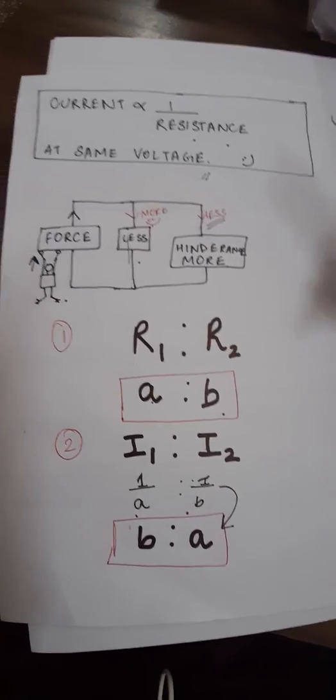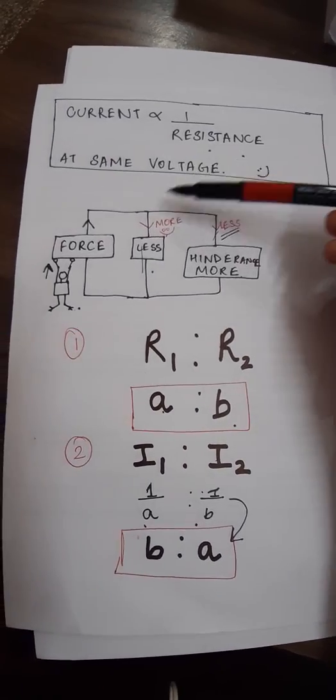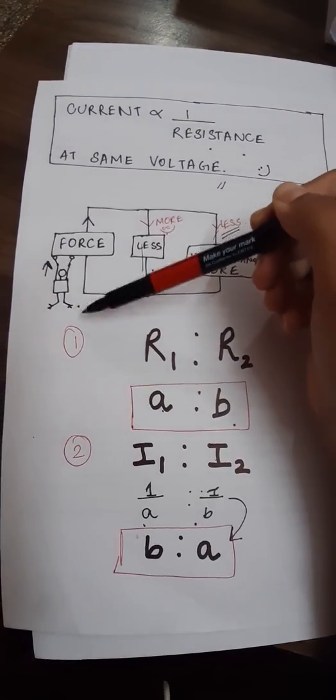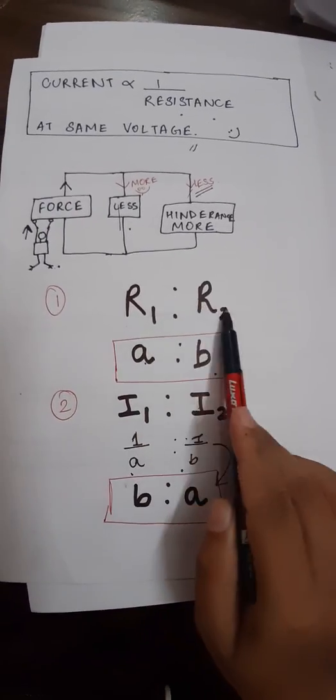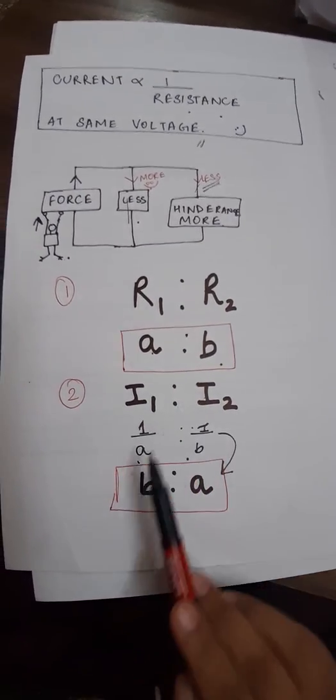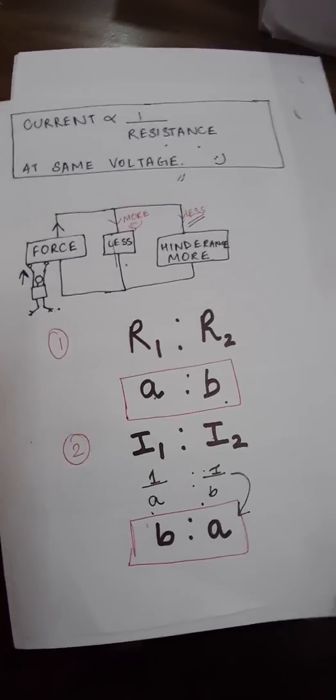We also saw that current is inversely proportional to the resistance when they are being forced by the same source, and if the ratio of resistances is A to B, the current ratio will be B to A. Okay, that is enough for a quick revision.